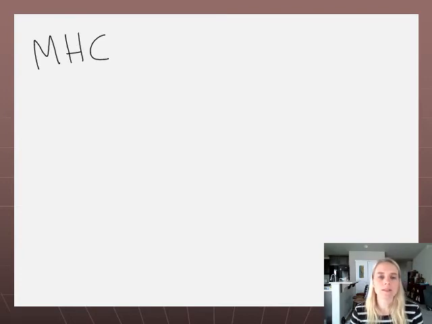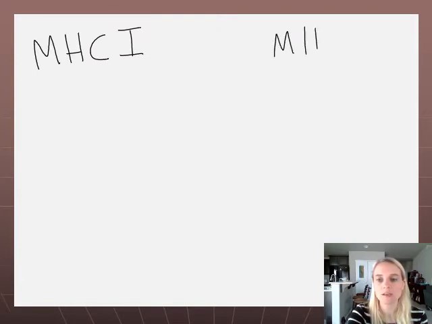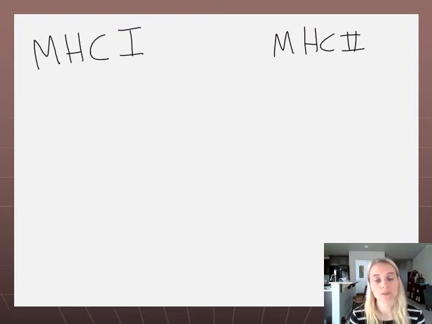MHC. This stands for Major Histocompatibility Complex, which is a group of proteins that are found on the surface of cells. And there's two different types. There's MHC class 1, and then there's MHC class 2s. All right. So these guys are found on the surfaces of cells, some all cells, some only a few cells. And they have a different role to play depending on what's going on with the cell.